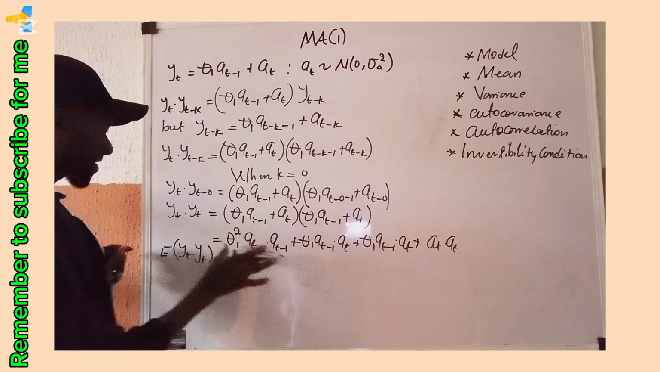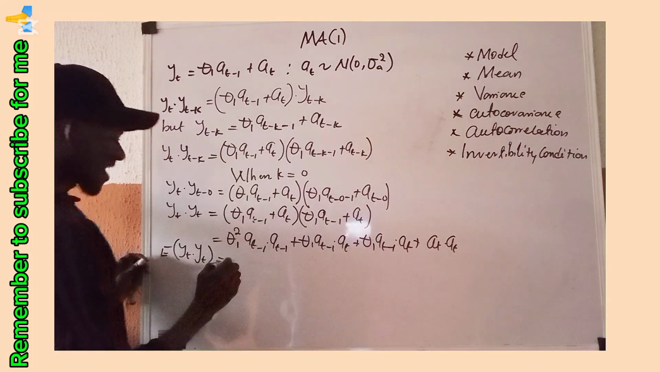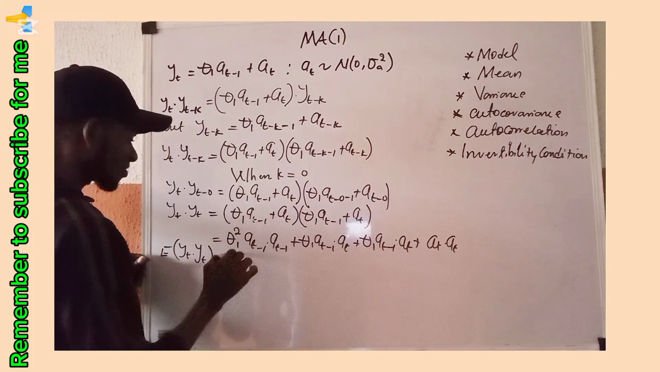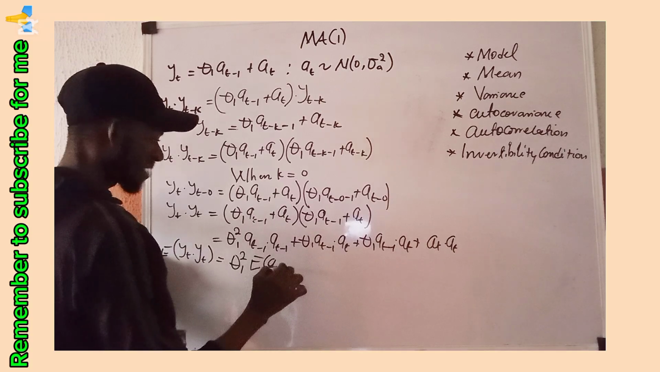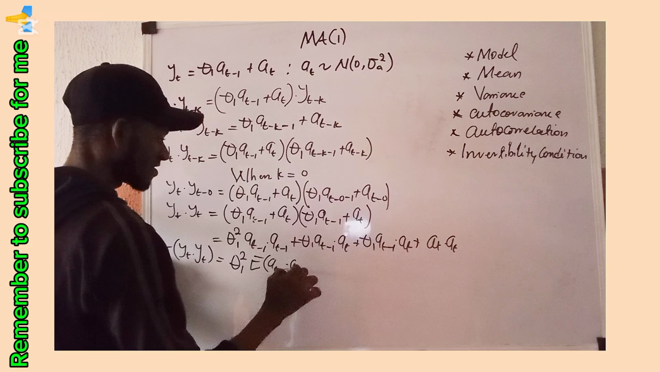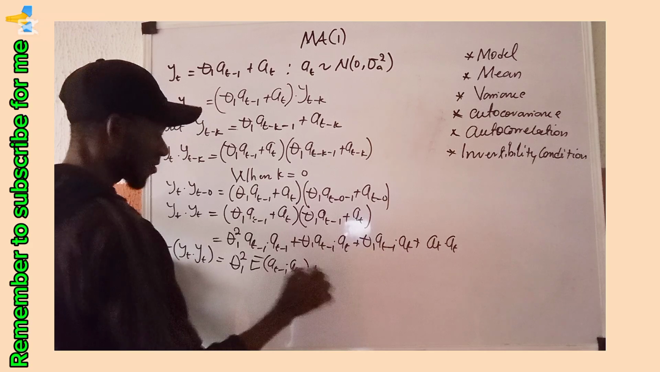So we have this expected value here. Of course, this is a constant. I can keep it outside, which is theta 1 squared E of A of t minus 1 multiplied by A of t minus 1. Close the bracket, plus.